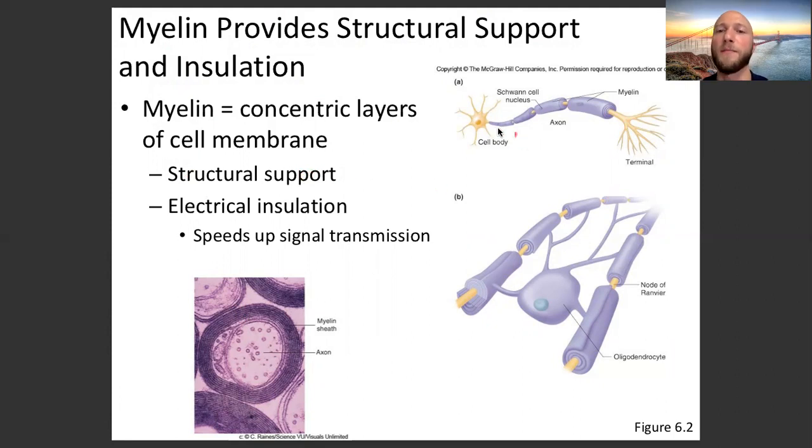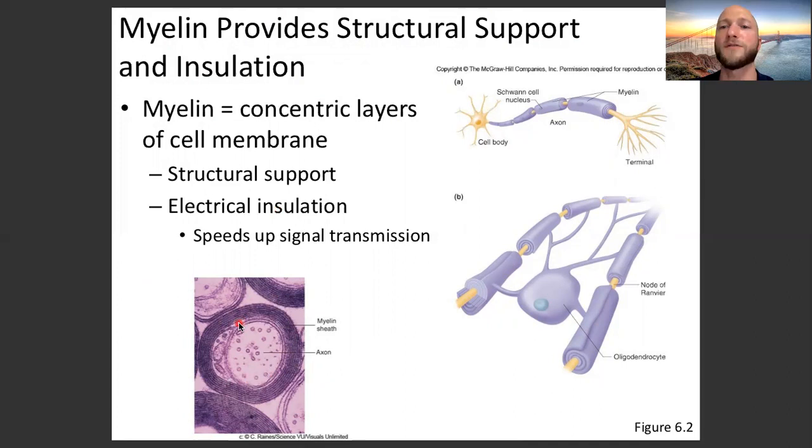You'll see that the myelin here is on the axons. You don't see the cell bodies wrapped up in myelin. You see the axons wrapped up in myelin. And so it's structural support for the axon, and it helps speed up the speed at which that signal is sent. So myelin, concentric layers.